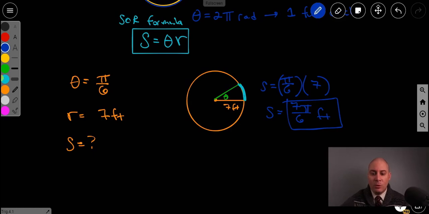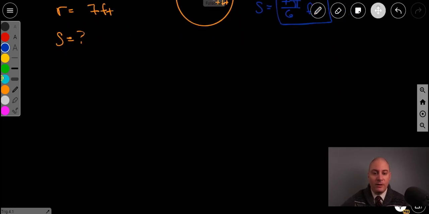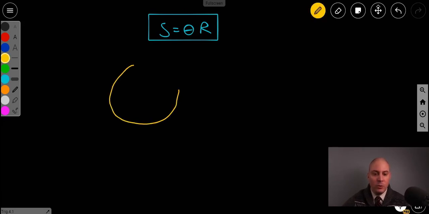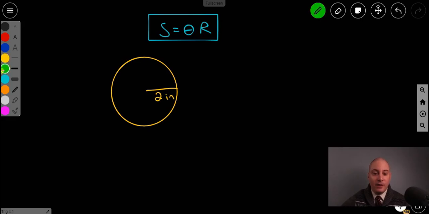Or similarly, they could ask, I'll write my formula again just so I have it handy: S is equal to theta r. If you have a circle and you know what the arc length is, and we know what the radius is, say the radius is 2 inches and the arc length is 5 inches. Does that look like 5 inches? I'll connect it here. What would be the theta? What is theta?